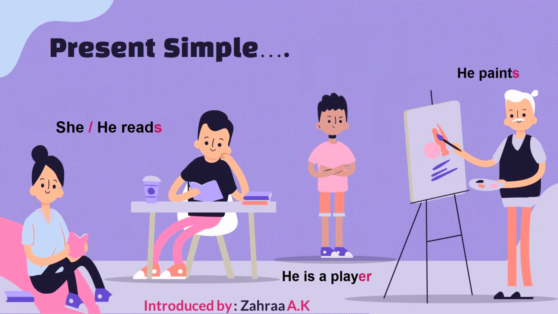So we have the present simple tense, زمن المضارع البسيط. I do. I'll show you how we use it, the structures of this tense, and how we make a negative sentence and a question sentence with this tense. So let's get started.